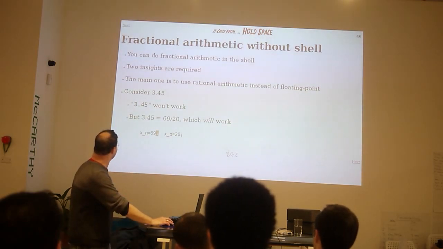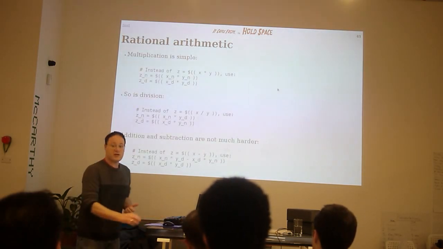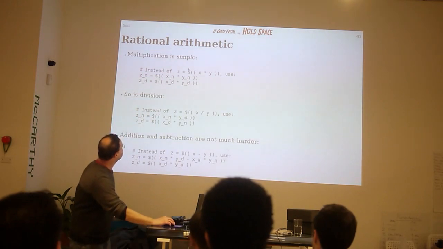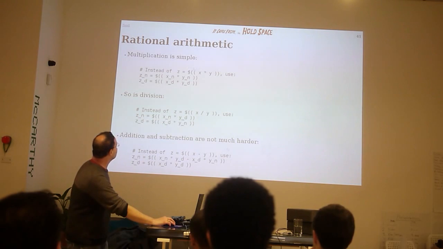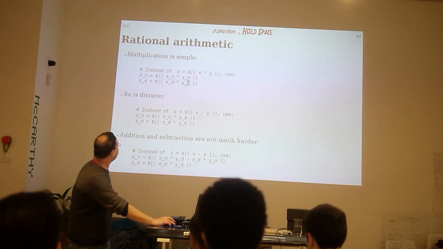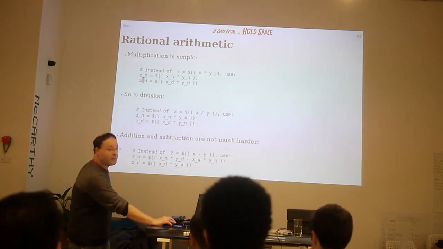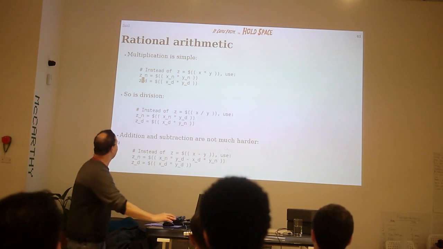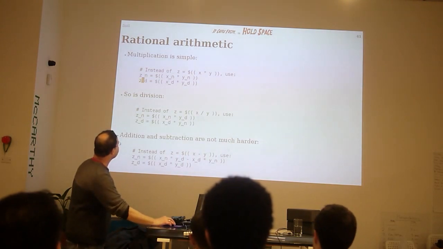And then what do we do with this? Well, multiplication turns out to be pretty simple. Instead of using the bash built-in multiplication, which doesn't work here because it only works on integers, x has a numerator, and y has a numerator, and the numerator of the result is just the product of those. And x has a denominator, and y has a denominator, and the denominator of the product is the product of the denominators, just like you learned in third grade. So now we've multiplied x and y, and we got z.